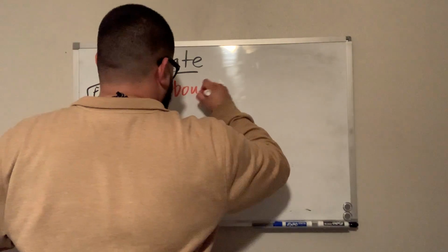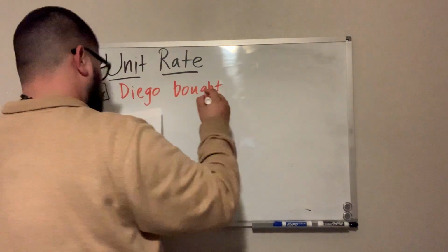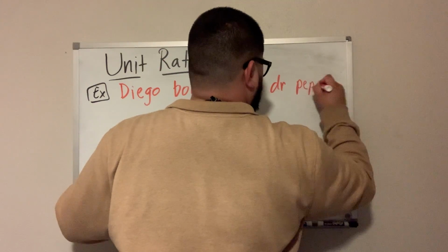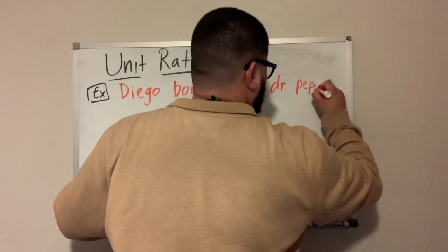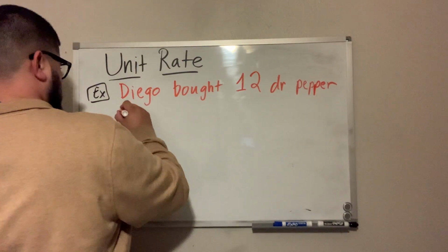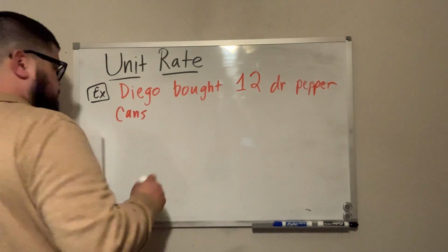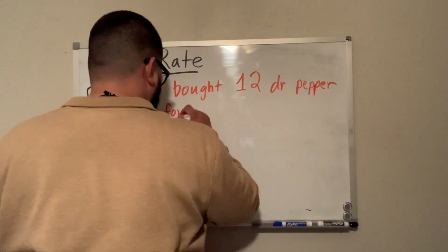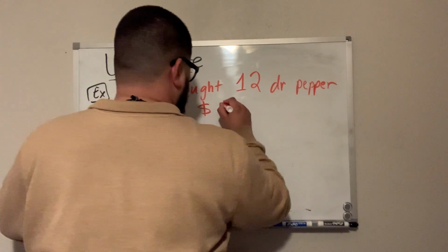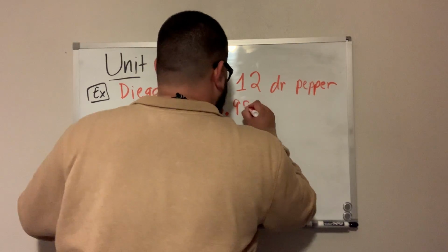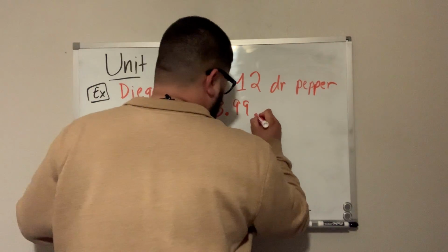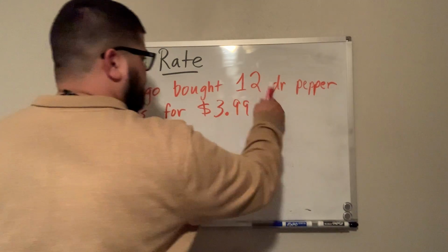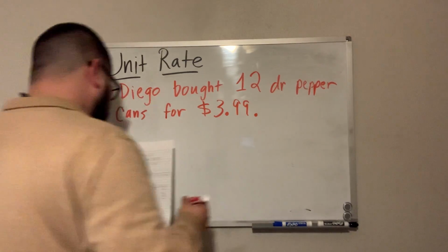Diego bought 12 Dr. Pepper cans. So you know, a 12 pack, right? 12 pack of Dr. Peppers. For $3.99. And we're not going to talk about tax. We're not there yet. Okay, we're not going to talk about taxes just yet. But Diego bought 12 Dr. Pepper cans for $3.99.